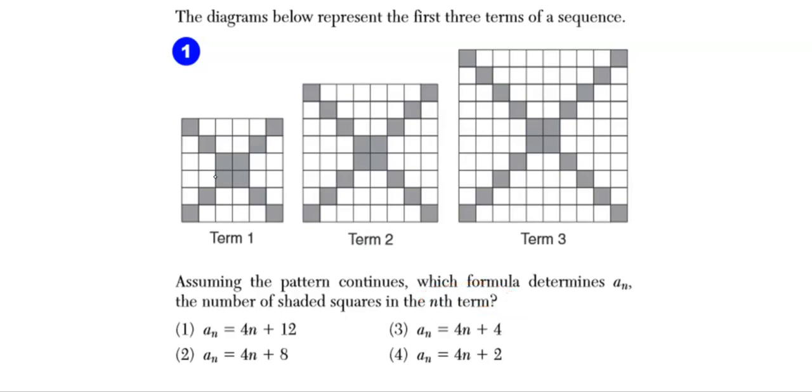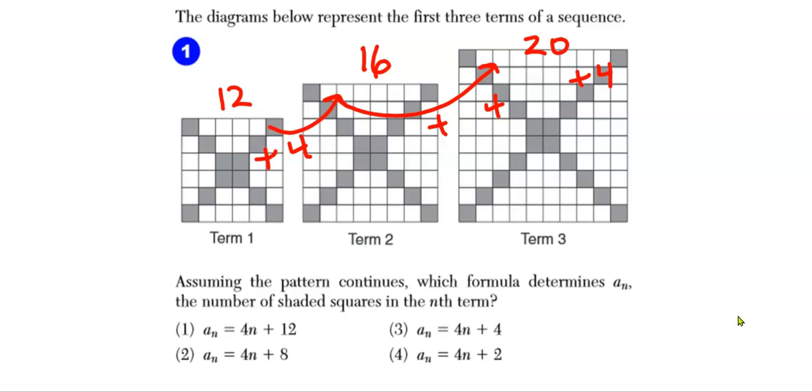So as we see here, we have some gray squares amongst the white squares. The first shape has 12, the second shape has 16 gray squares, and then the third shape has 20. And so we can see here that it's increasing each time by 4. That means that this is a linear pattern, or you could describe it as an arithmetic sequence.